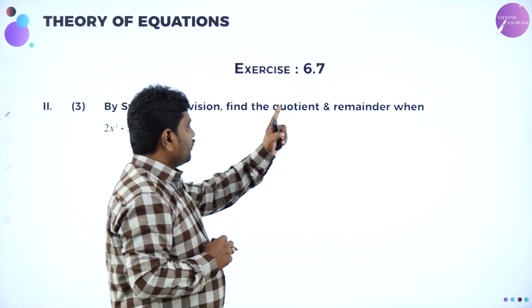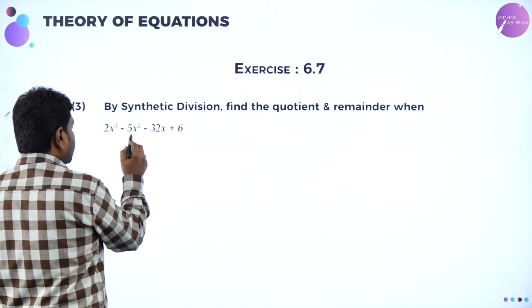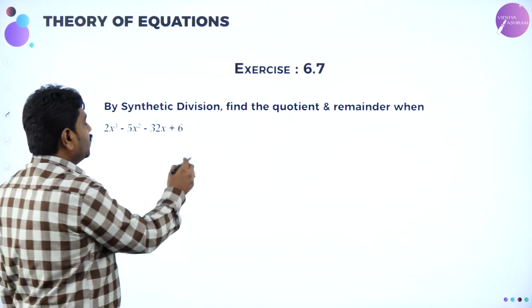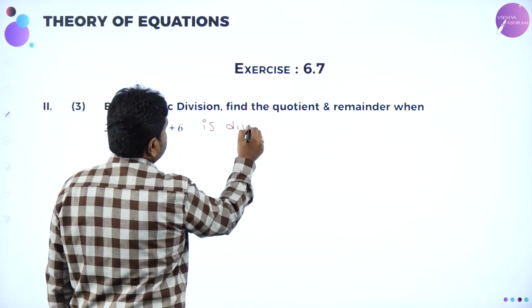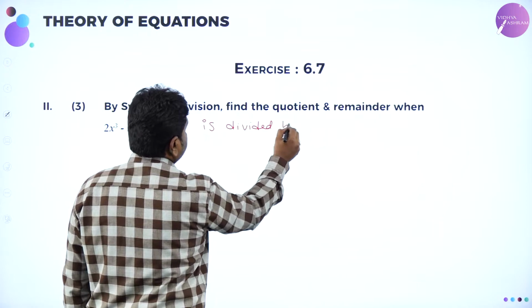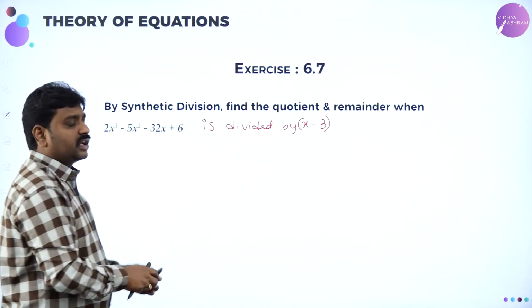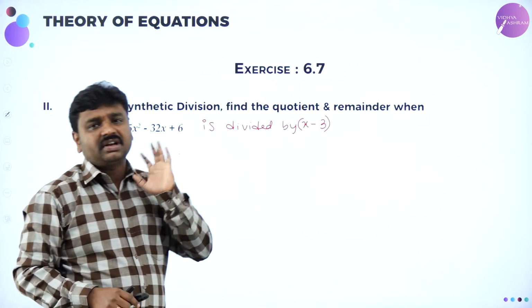By synthetic division, find the quotient and remainder when 2x cube minus 5x square minus 32x plus 6 is divided by x minus 3. That's all they gave in the textbook, but further, this part is missing: divided by x minus 3. Please add it in your textbook, they stopped at this much. When it is divided by this, what is the remainder and quotient?